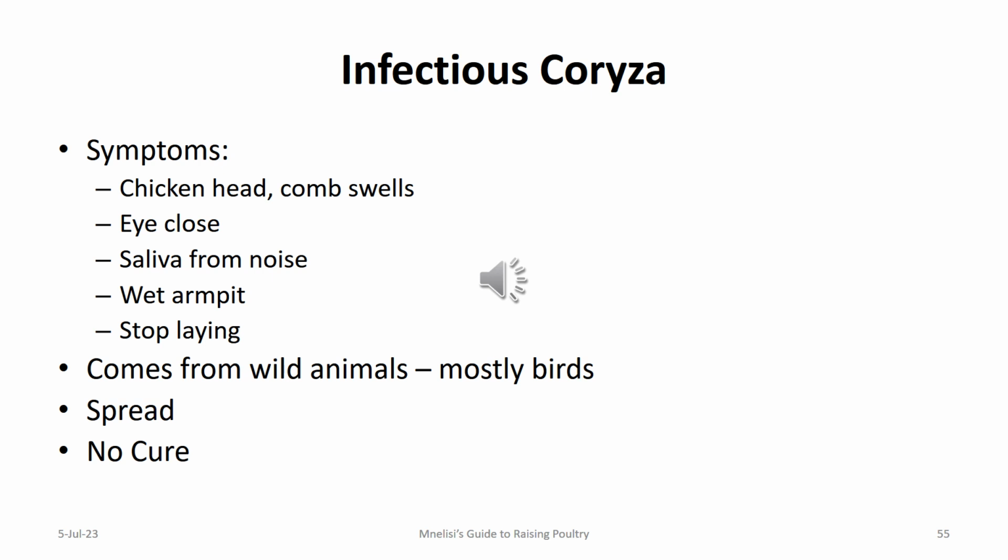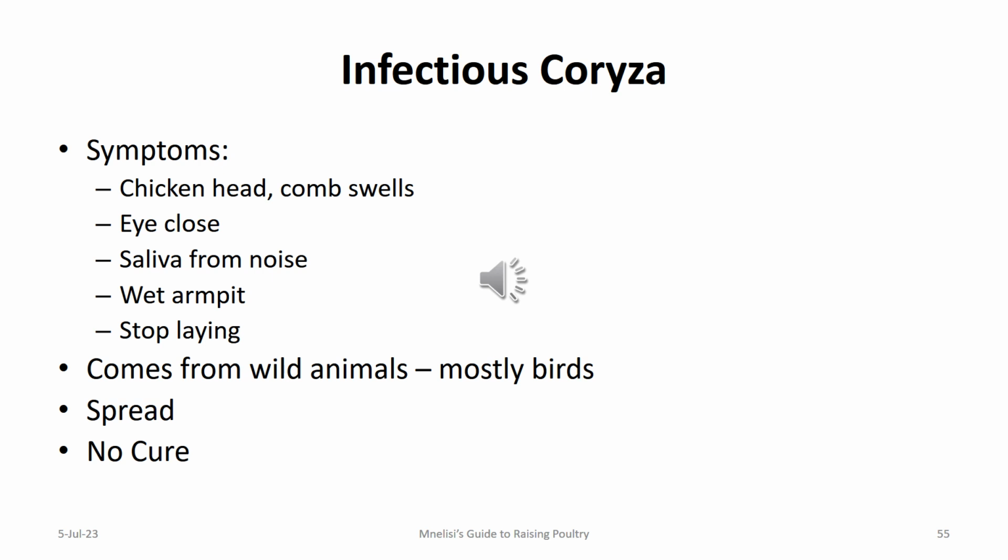Infectious coryza. This disease comes from wild animals and birds. The symptoms are as follows. The chicken's head and comb swell, eyes close, saliva from the nose, wet armpit, layers will stop laying. This disease will spread. Unfortunately, there is no cure.